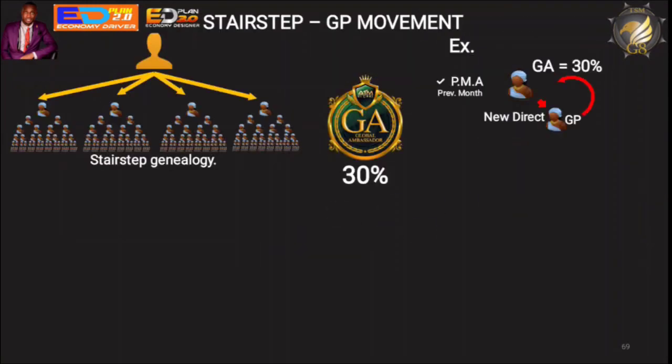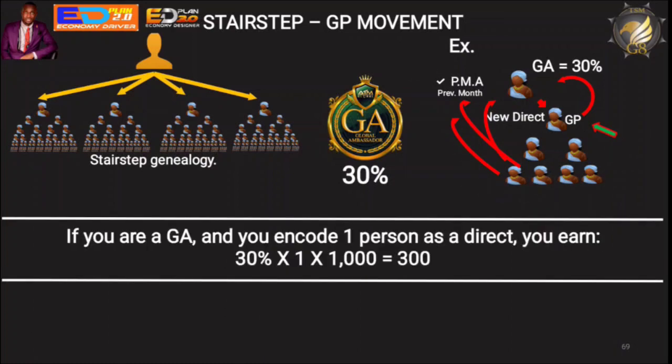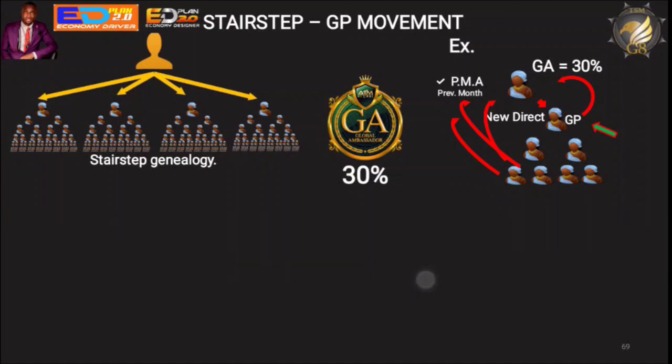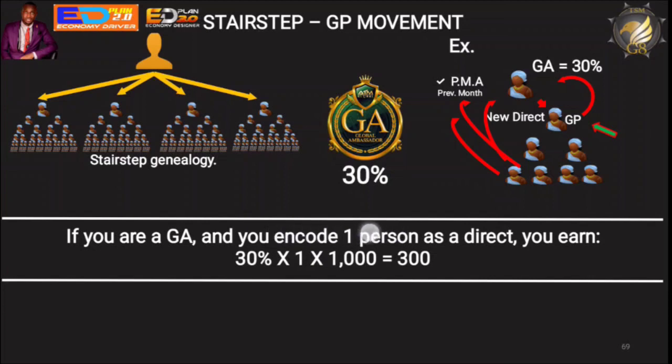So that is you there, you have done that, you did your PMA, this guy has joined the business, you're going to earn some amount of money from there. This guy starts building the business, he connects the rest of the people, you're going to earn some amount of money from there. So how is it? Now, if you are a global ambassador and you encode one person, or your team encodes one person as a direct, okay? You get to earn 30% of one person times 1,000, that is 300 Kenyan shillings. Remember this one person, it is either you who has brought him to the team, or it is your stair-step genealogy that has brought this guy to the team.